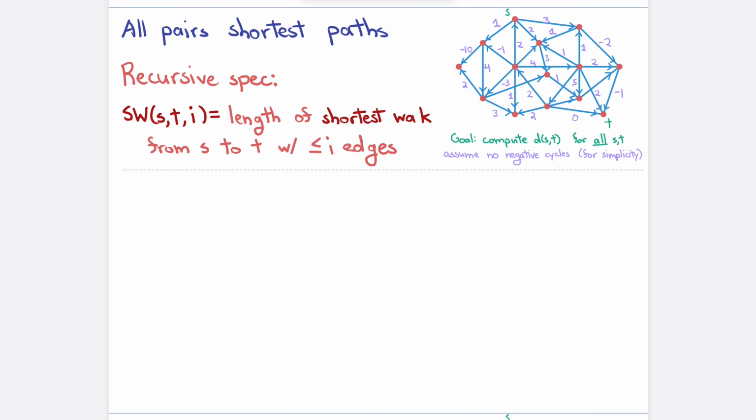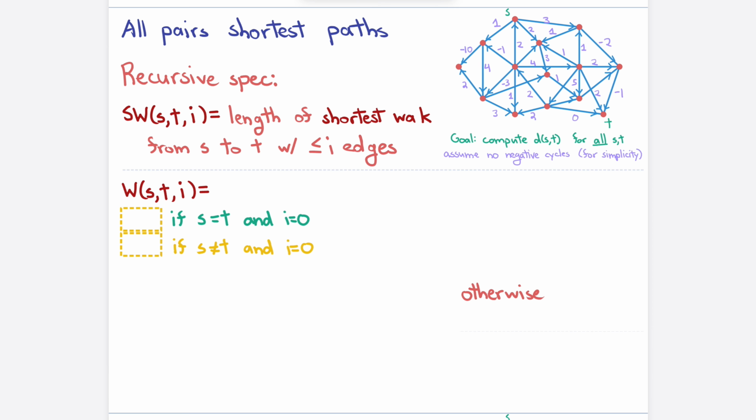Okay, the length of the shortest walk from S to T using at most I edges. And if we're going to implement this recursively, this should go quick because we've kind of seen this algorithm before. What should I put for the base cases? 0 and positive. So if S is equal to T, you don't need any edges. Otherwise, you can't, you need an edge, that's positive infinity. And then what should we do in sort of that generic case?